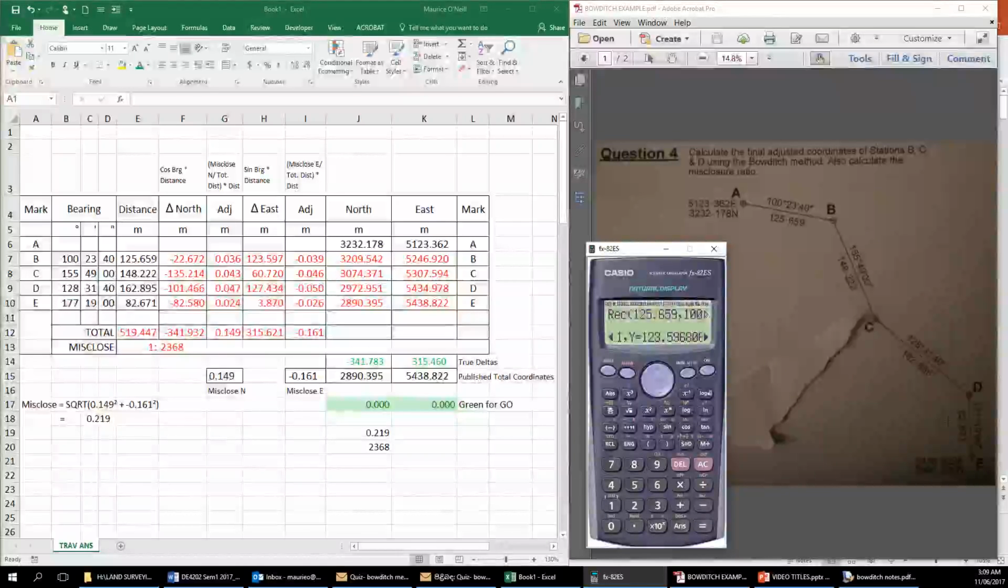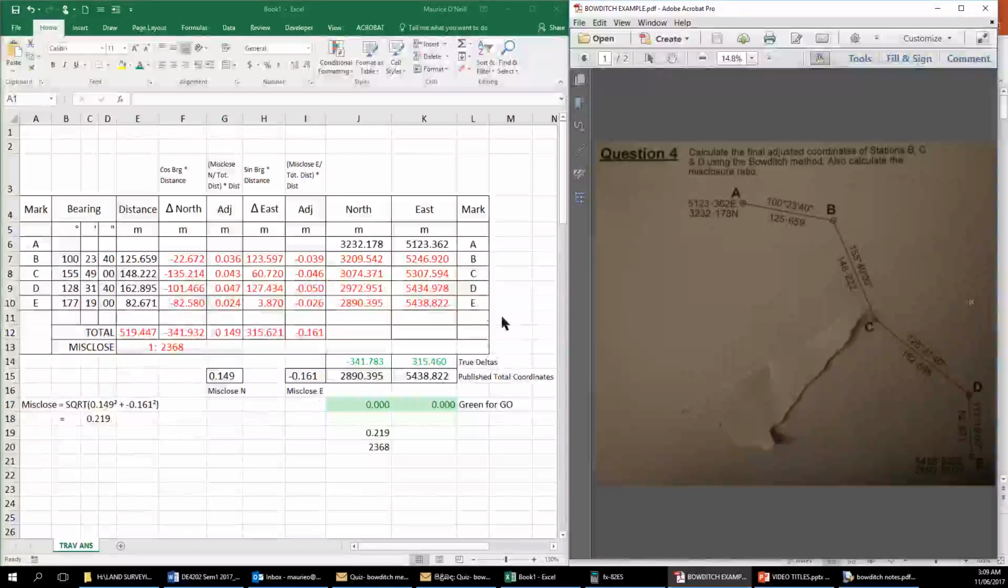All right, and then what I've done down here is I've written in here the published total coordinates for E. So you'll see here 54438.822 and 2890395. Now they are the published coordinates, and they're what we're aiming for here. That's what we should get in here. Okay, that's what we should get.